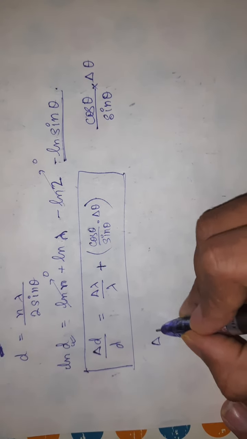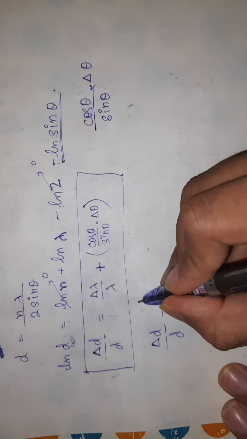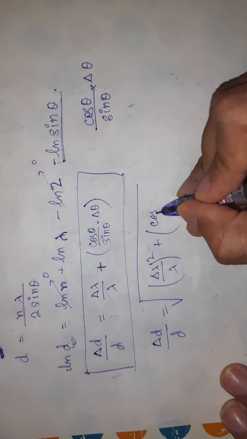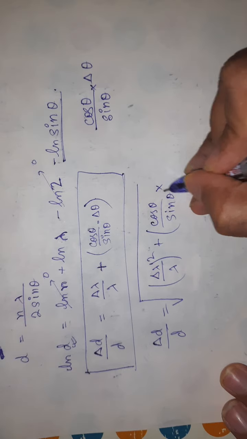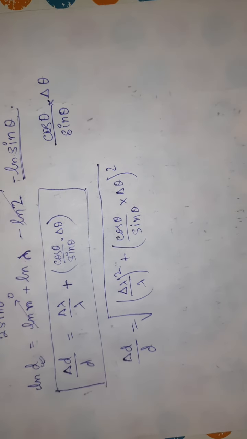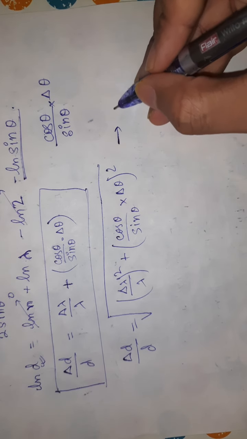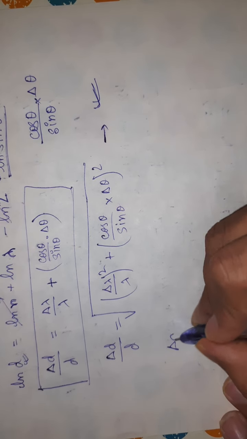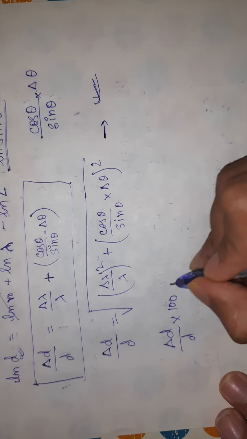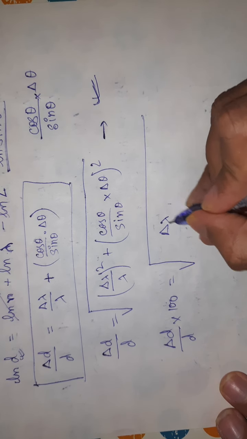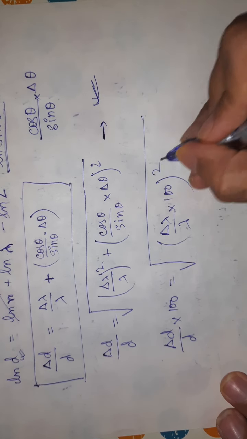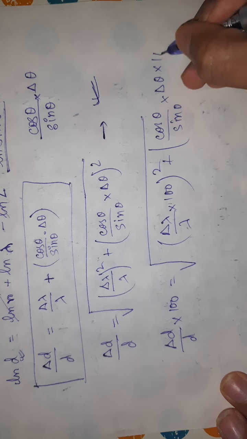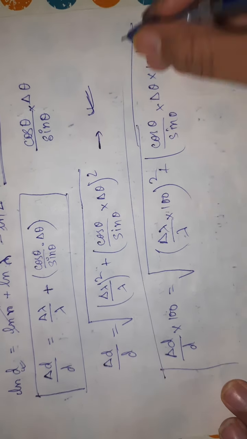So to get the better error, we simply take the RMS, root mean square, and we get the root of (delta lambda by lambda) whole square plus (cos theta by sine theta into delta theta) whole square. Okay, so this is another way to get the best approximate error, the relative error. Now suppose we are asked the percentage error. What we simply do is delta d by d into 100 is equal to root under (delta lambda by lambda into 100) whole square plus (cos theta by sine theta into delta theta into 100) square. Okay, so here we get the percentage error.